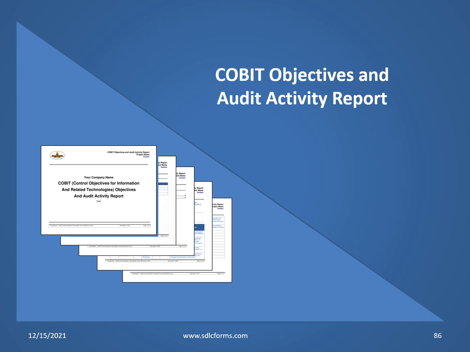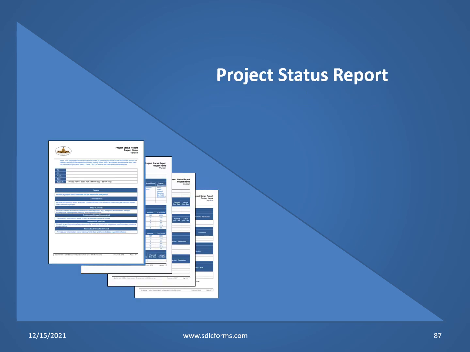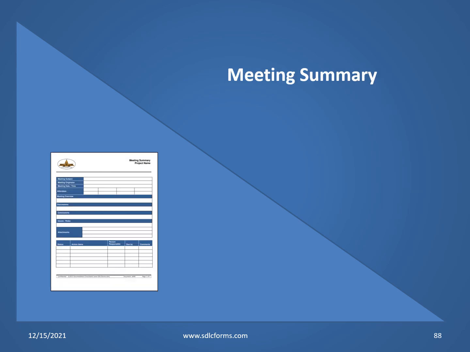This document provides a tracking vehicle for defining and status of COBIT objectives and activities for auditing purposes. Summarizes the project status, including project activity information about the project, planned activities for the next period, and deliverable description and status, management changes, risks and issues status. Documents the meeting date and time, participants, meeting minutes, conclusions, and action item status.